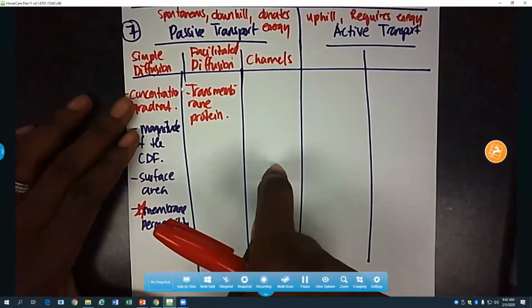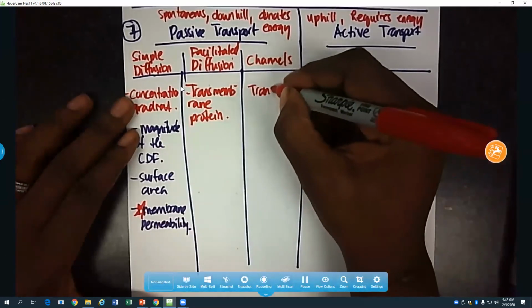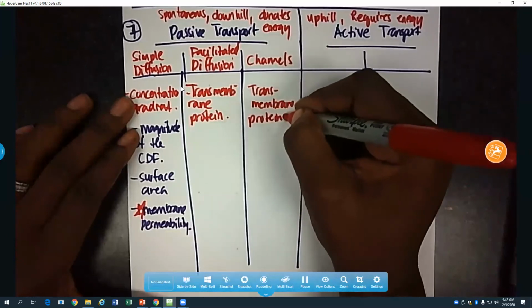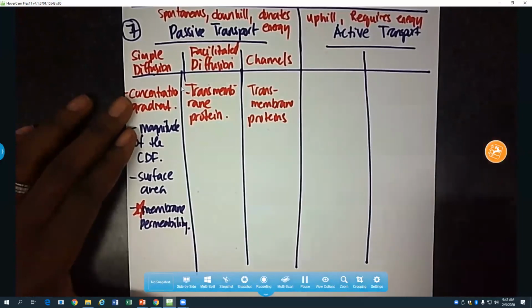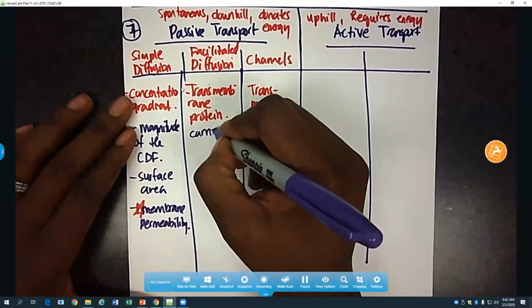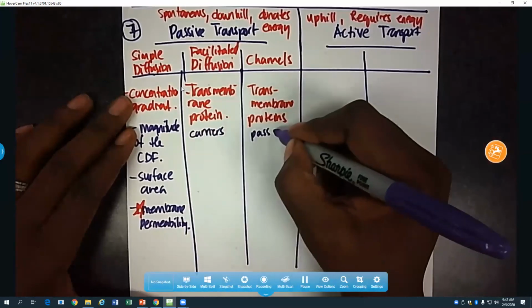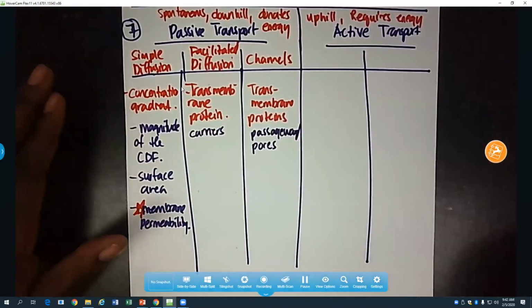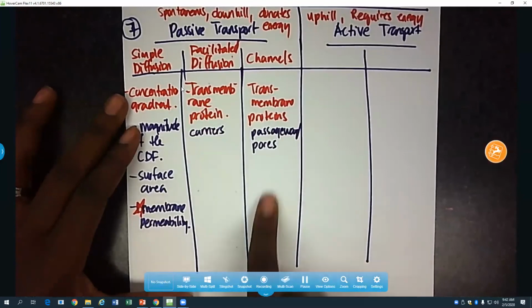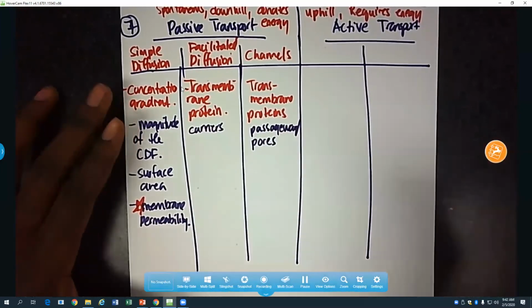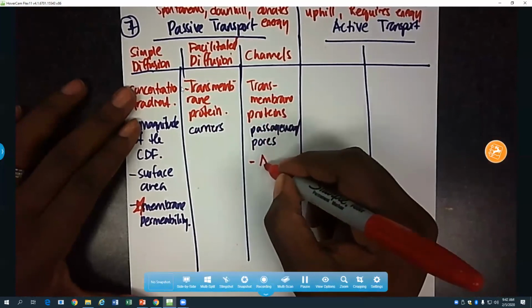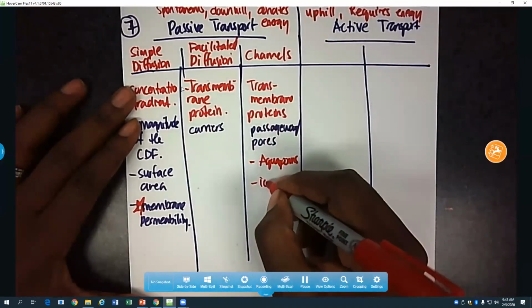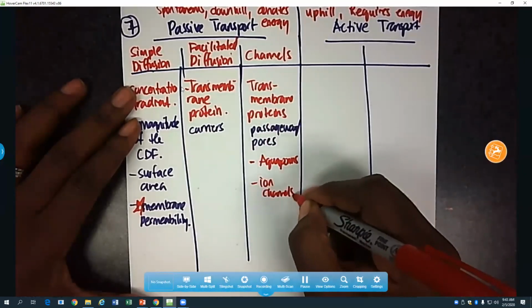And then channels, we said that these were also transmembrane proteins. These are basically passageways or pores. So whereas these were carriers, these are passageways or pores that facilitate the movement. And under this type of passive transport, we describe different types of channels. So aquaporins that transport water. We said that there were also ion channels as examples, etc.